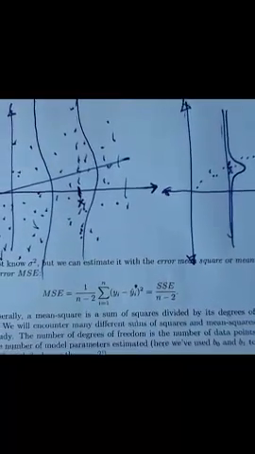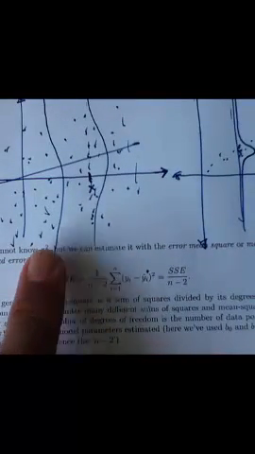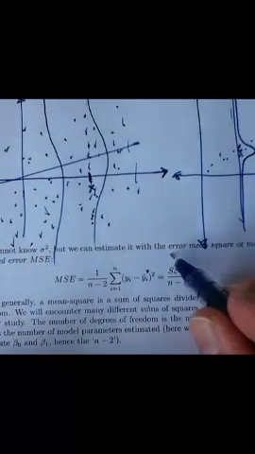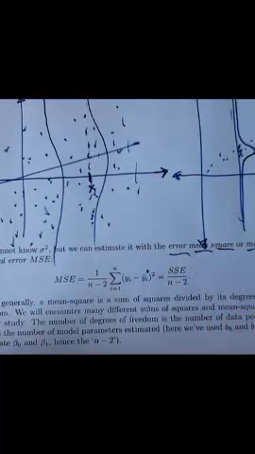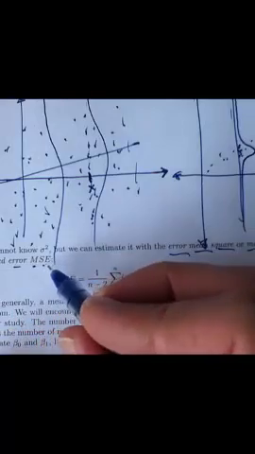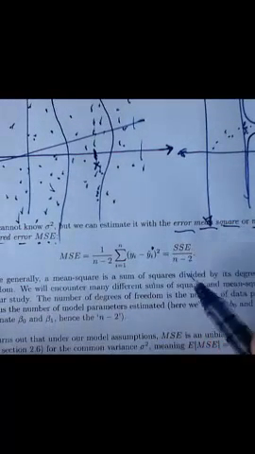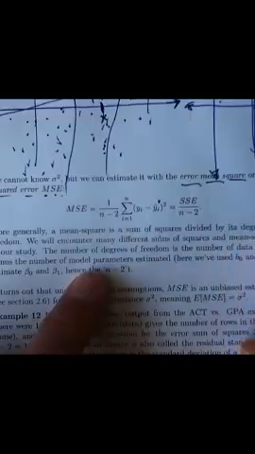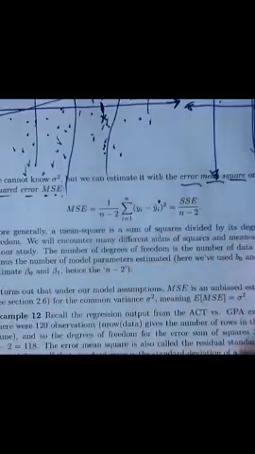Okay, so we can't know the actual variance of those error terms exactly, but we can estimate it with something called the error mean square, or mean square error, MSE, which we'll take to be just the sum of squared errors divided by n minus 2. More generally, a mean square is a sum of squares divided by its degrees of freedom. So it's sort of an average, but you're dividing by the number of degrees of freedom.